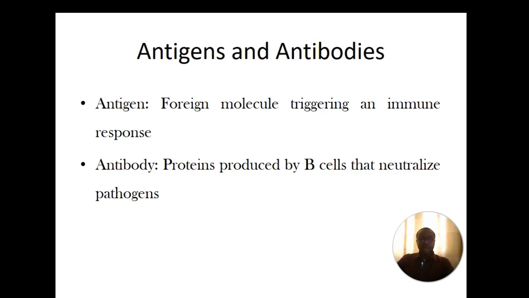When we come to antigens and antibodies, antigens are any foreign molecules which enter the body. They trigger an immune response, or they trigger antibody production in the system. This is an antigen. On the antibody side, they are protein molecules.